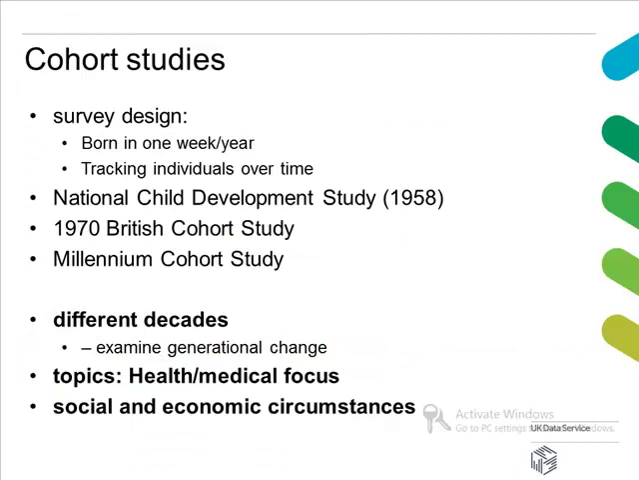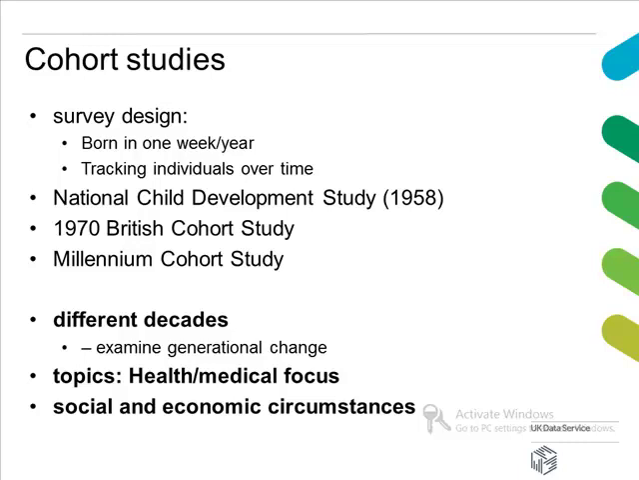Another kind of longitudinal study is one called cohort study. These are where they've taken a group of individuals who were born in the same week in the same year and followed them over time. So it's just a single cohort that's followed. And there are three large ones. There's the 1958 one, 1970 and 2000 one.